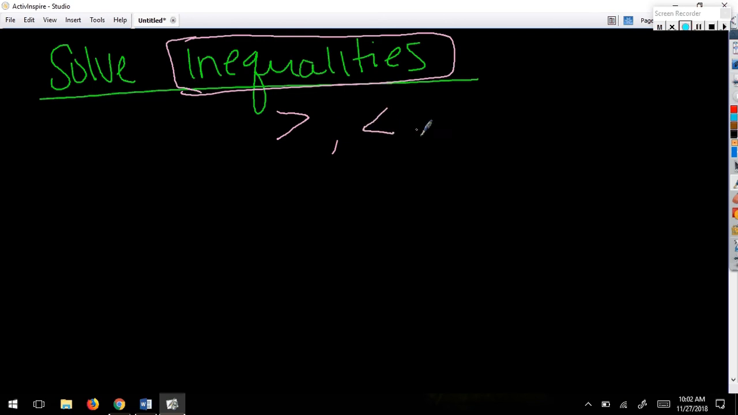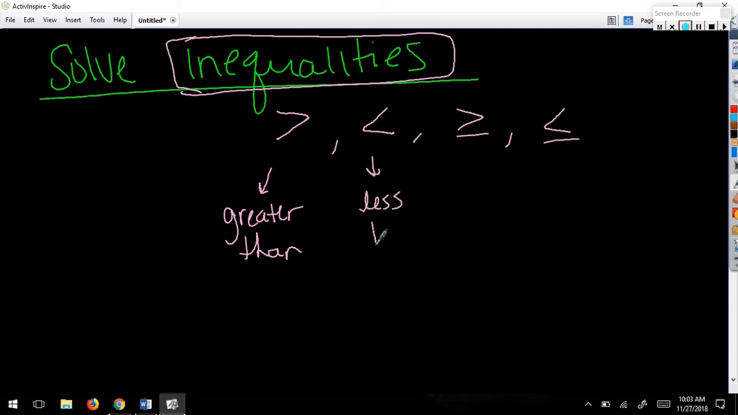Have you seen these signs before? Greater than, less than, equal to. A lot of you probably learned them the very first time, they look like an alligator mouth, that's exactly right. This way is greater than. What's the next one? Less than. Yes.